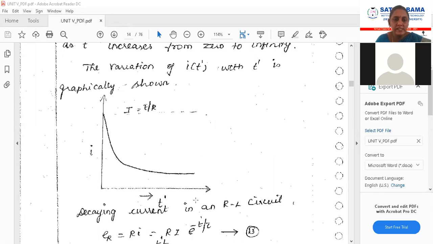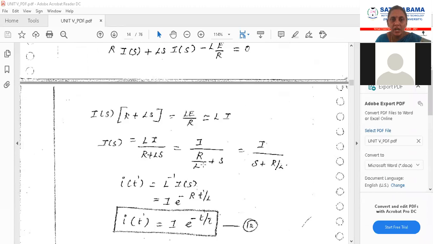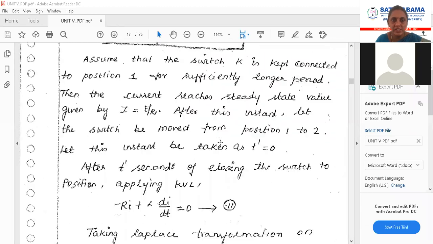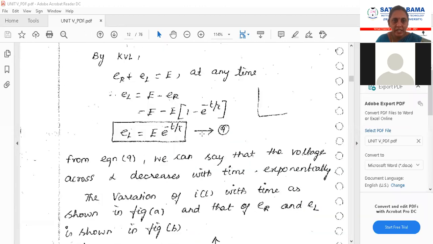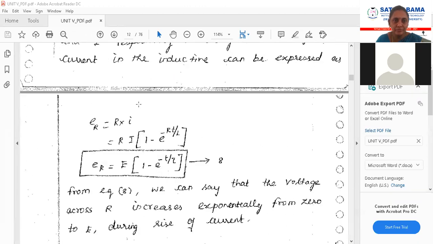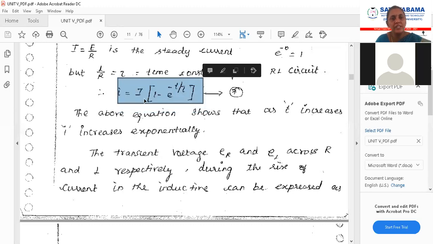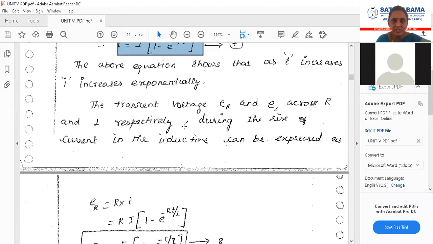So this is the graph for RL discharging. Okay, this is the thing you have to definitely note. RL charging. See, RL charging, the equation is what? I of t is equal to I into 1 minus e power minus t by tau. This is for charging. Okay.